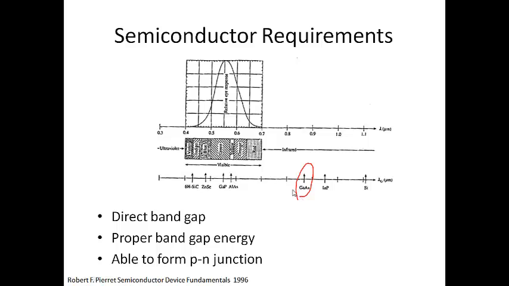The 3-5 compounds, gallium phosphide and aluminum arsenide, have the band gap in the desired range, but both of them have indirect band gap. Silicon carbide has a band gap of the correct size, but unfortunately, silicon carbide is also indirect. Some 2-6 compounds like zinc selenide are both direct and have the right band gap, but it's almost impossible to form a PN junction with such 2-6 compounds.